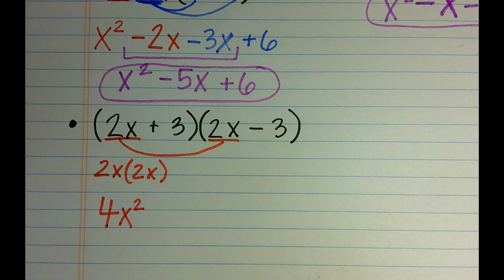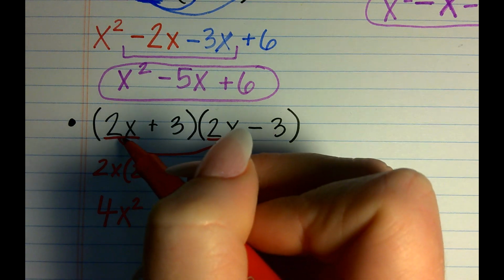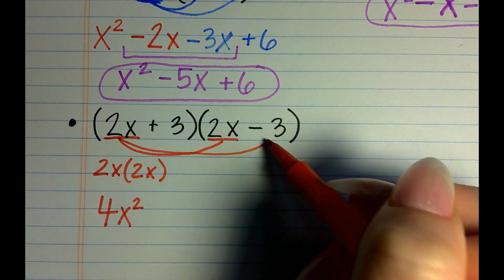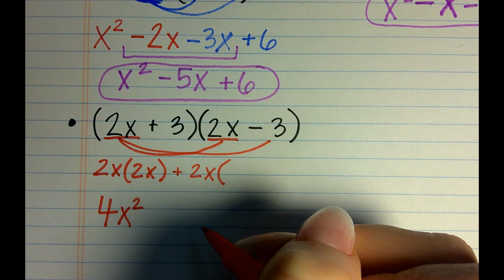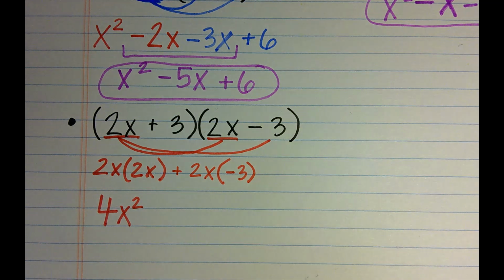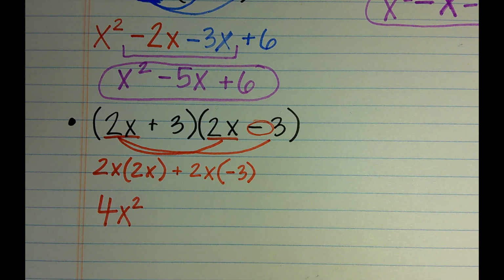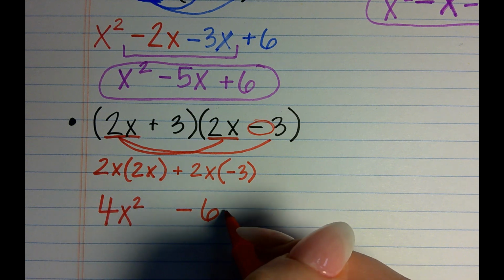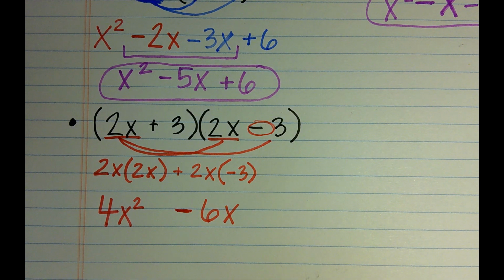So what's next? Outer terms. 2x and 3. Now, what kind of 3 is it? Negative 3. That's the only part we've got to be careful about. We've got a minus sign, so it's negative 3. So what is 2x times negative 3? Negative 6x. Beautiful.